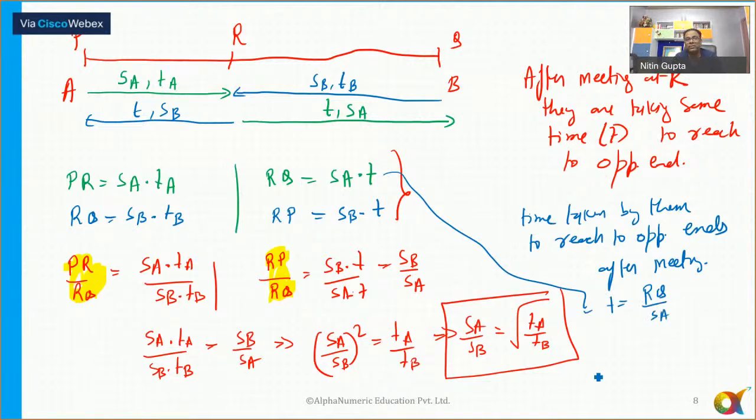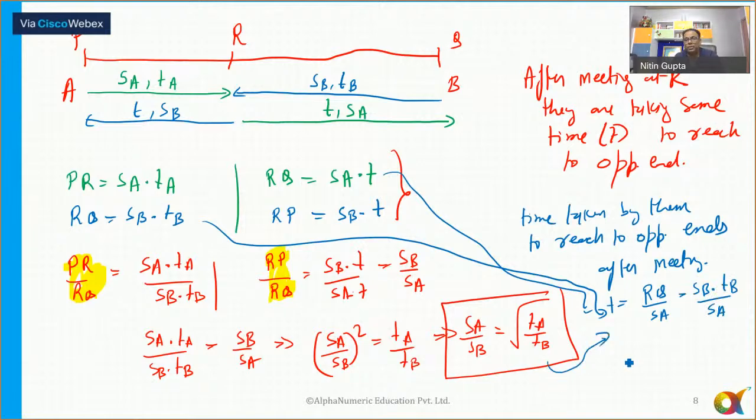And what is the value of RQ? You can substitute it from here. So RQ is equal to SB into time taken by B, upon speed of A. Now substitute this value, speed of B upon speed of B. Then again I'll get the same equation, that is root of TA into TB. So I hope that this is also clear to you. Is it clear now? Bhaumik and everyone else, please respond.